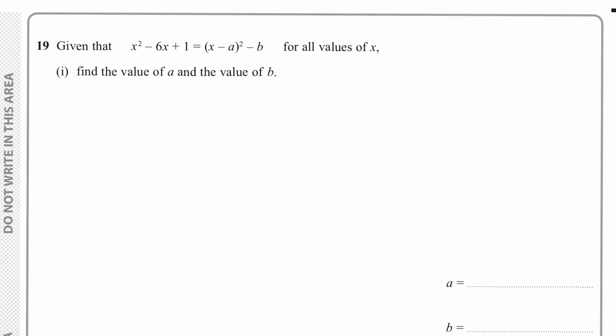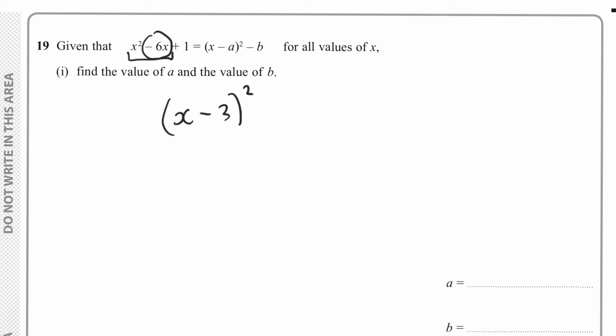Question 19, we've got x squared minus 6x plus 1 is equal to it to do with completing the square, essentially. So with completing the square, your x squared and your x, you're going to divide the x bit by 2. Then in the brackets, you just put one form of x, and minus 6x divided by 2 is minus 3. So then it's going to be your x minus 3 squared, because that's the form for completing the square.